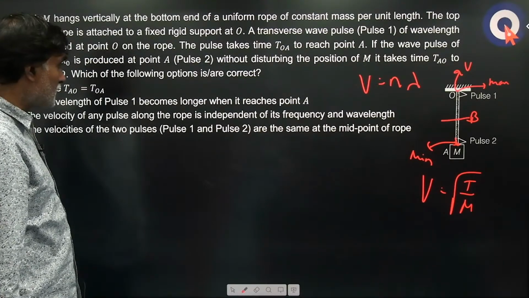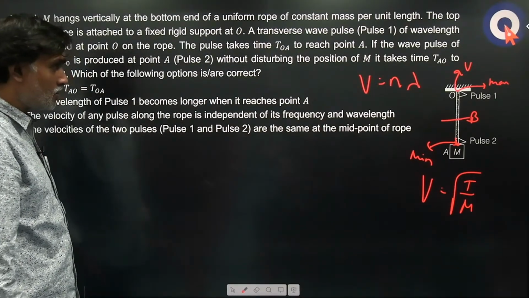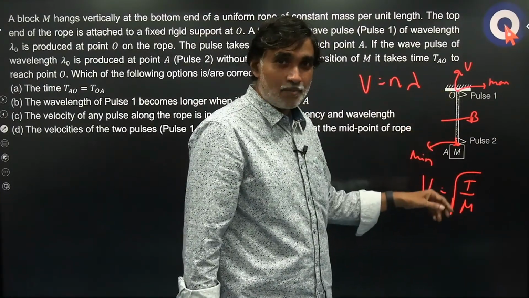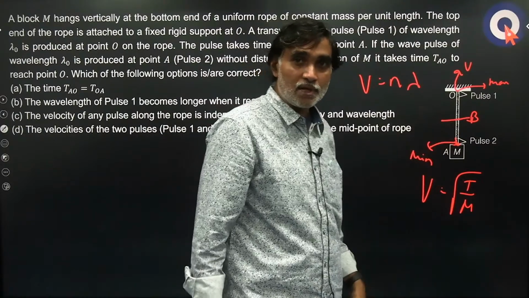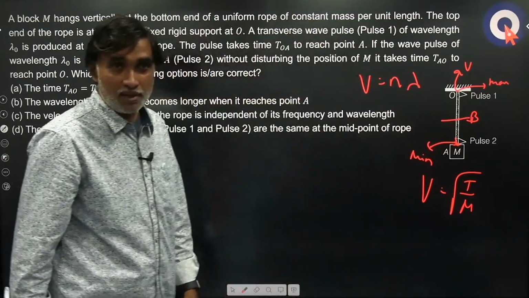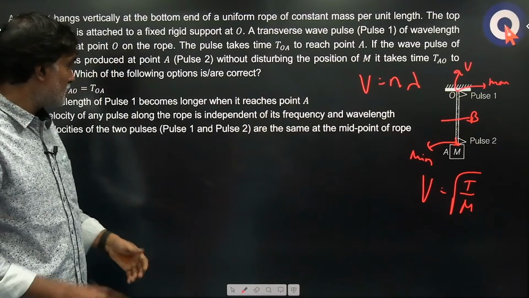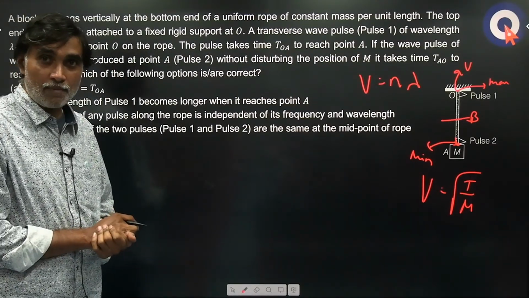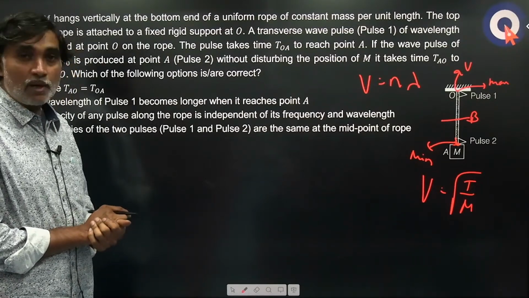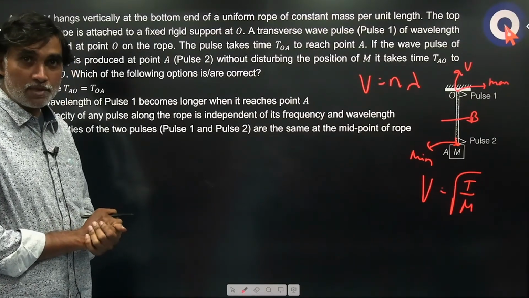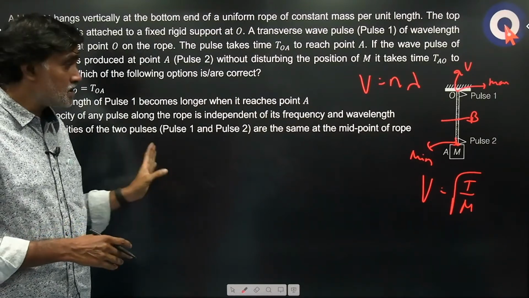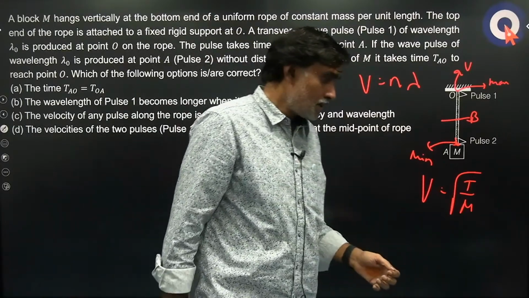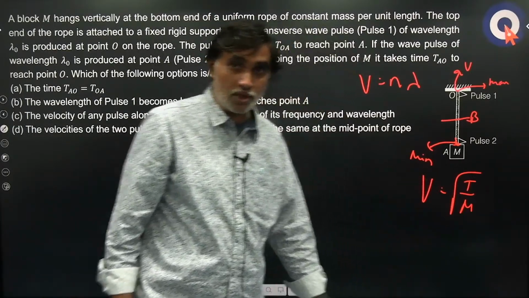The velocities of two pulses are the same at the midpoint of the rope. That is anyhow correct. Whether the mass of this rope is comparable or not, tension at the midpoint will be the same. So when they are passing through the midpoint, their speeds should be the same. Actually they are asking about velocities, so we have to see. Velocity of the lower pulse will be upwards, velocity of the upper pulse is downwards. So directions are different. So velocities are the same, we cannot tell, but speeds are the same. So D also should not be chosen.